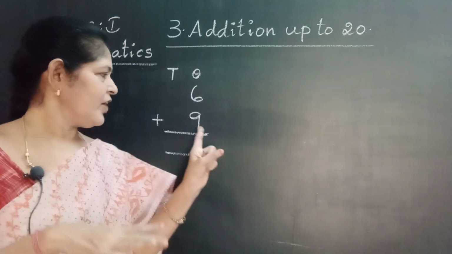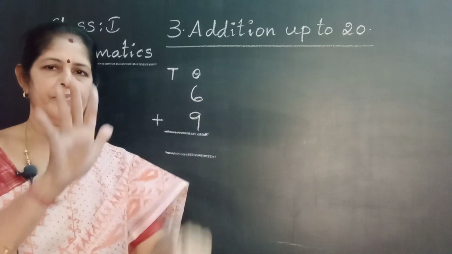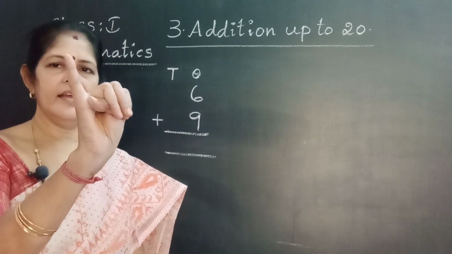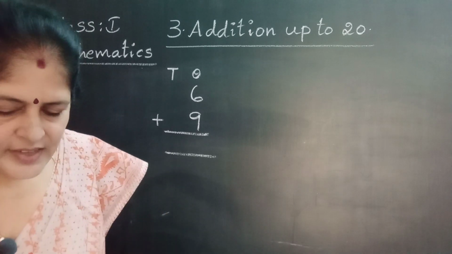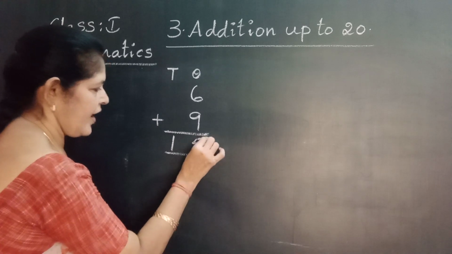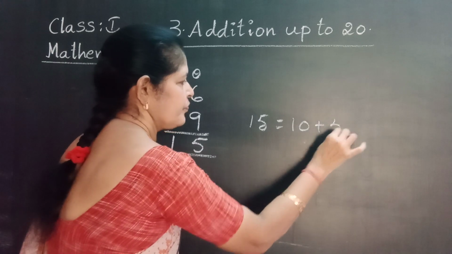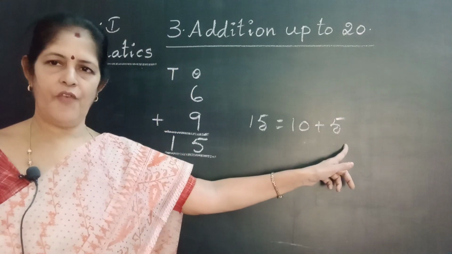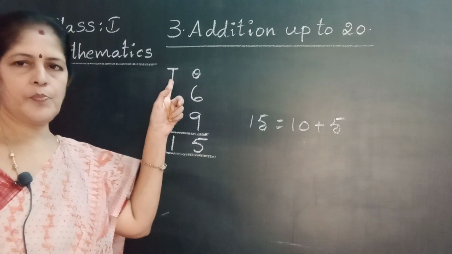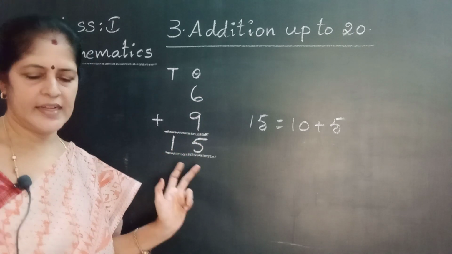6. What is the number? 9. 9 after 10, 11, 12, 13, 14, 15. 6 plus 9, 15. 1 ten, 5 ones. 15 equal to 10 plus 5. That's why we write 5 in the ones place, 1 in the tens place. Here adding 1-digit numbers, we get 2-digit number.